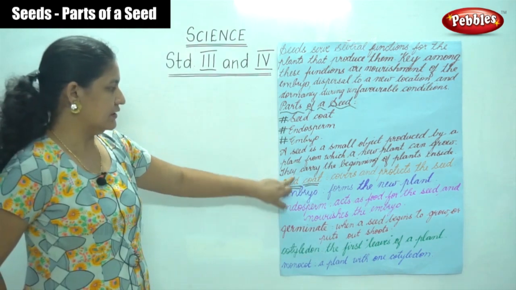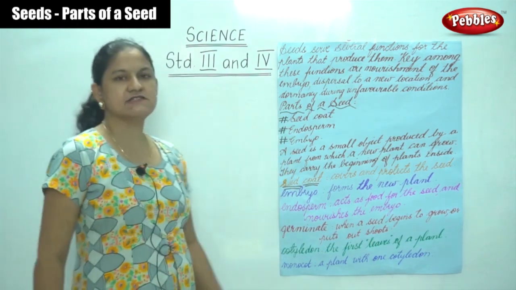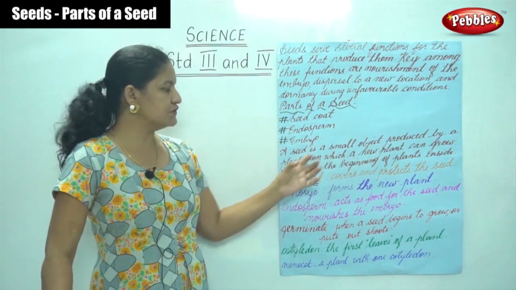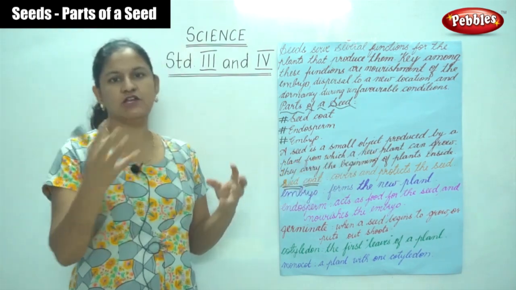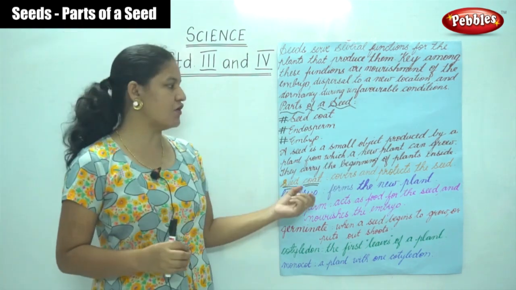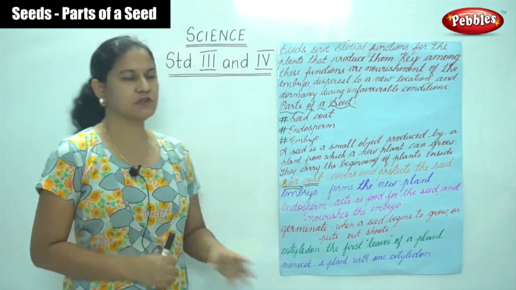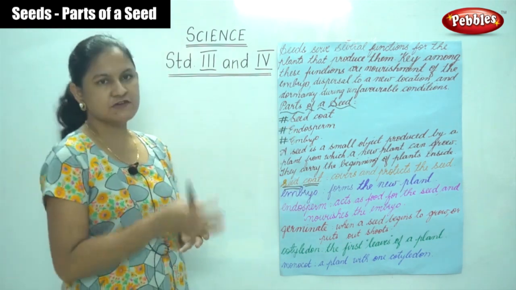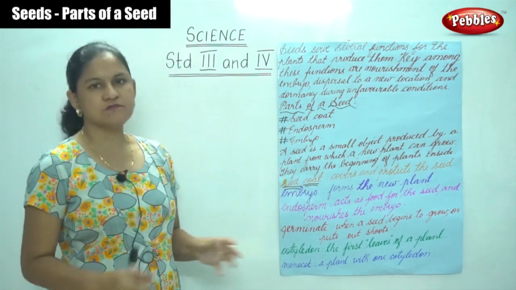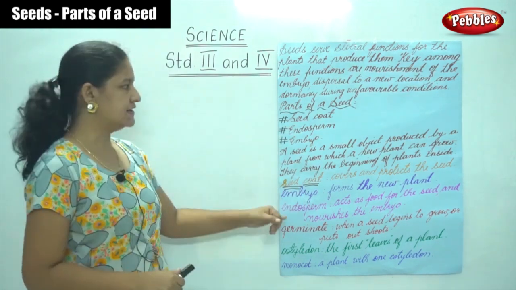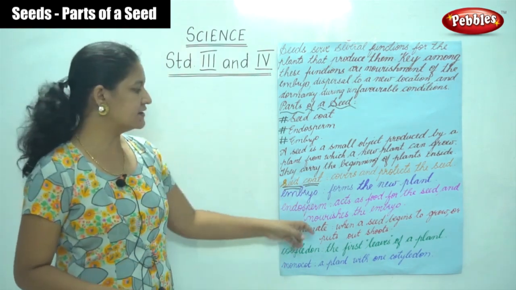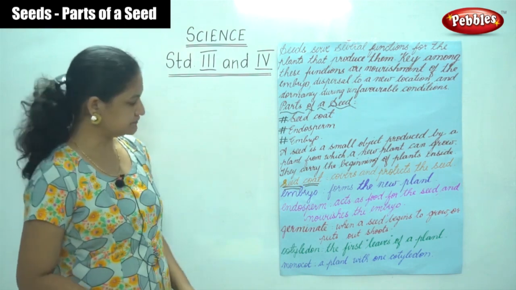A seed is a small object which is produced by a plant from where a new plant grows, and they carry the beginning of the plants inside. The seed coat covers and protects the seed. The embryo forms the new plant, and the endosperm acts as food for the seed and nourishes the embryo.